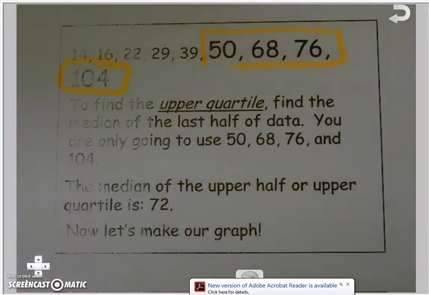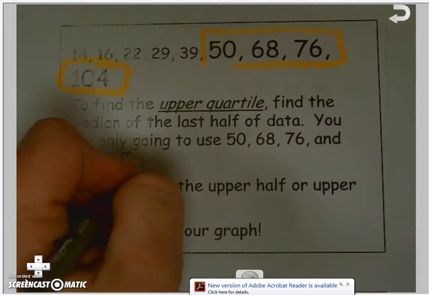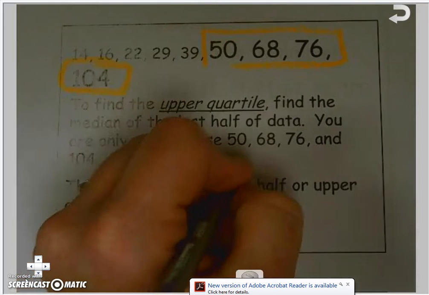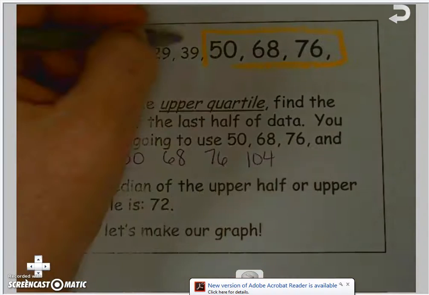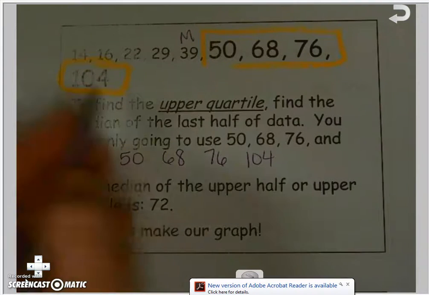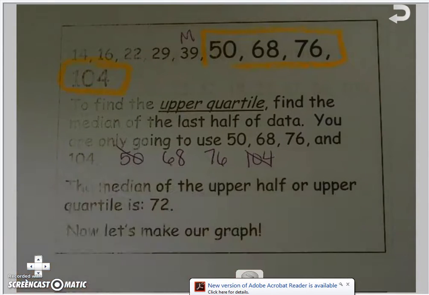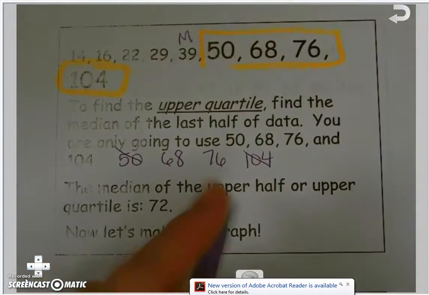And we're going to find the median of those. So we have 50, 68, 76, and 104 because those are all higher than our median, which is 39. So now I'll start eliminating. I have 68 and 76. So I need to find the middle of these 2 numbers.